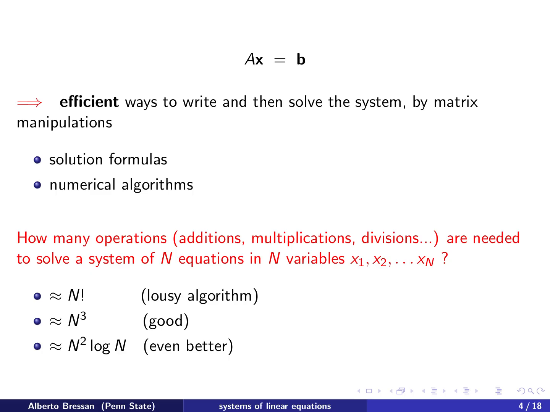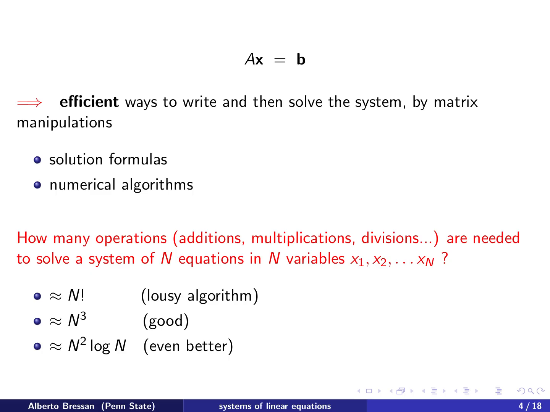So depending on your algorithm, you will end up in different counts. Let's get a general idea of what a count means. First, if you have an algorithm that takes about n factorial number of operations, then when n is large, n factorial is a huge number. This is a very lousy algorithm, you can say, because it will take forever for the computer to solve it.